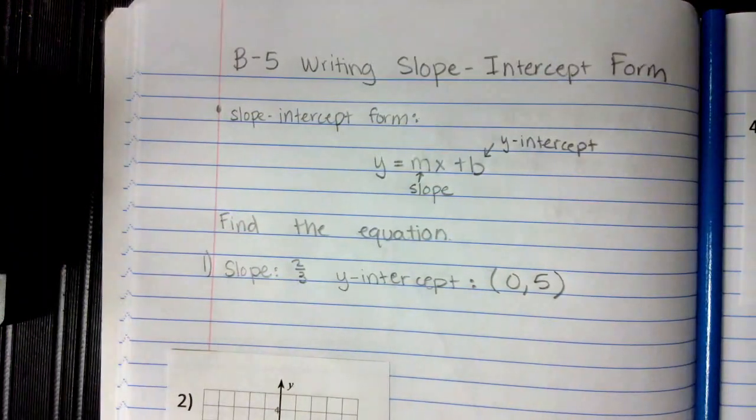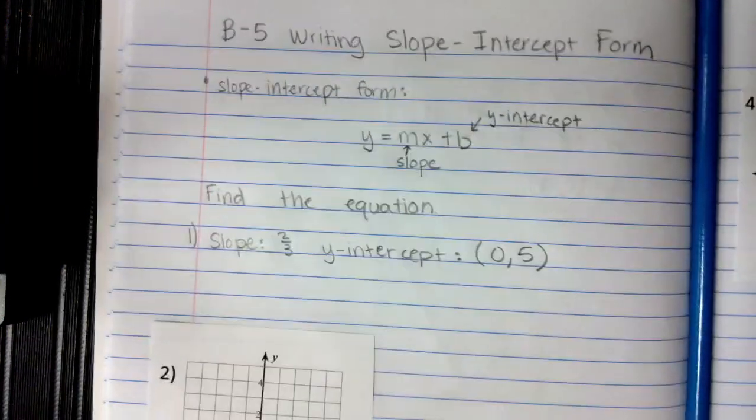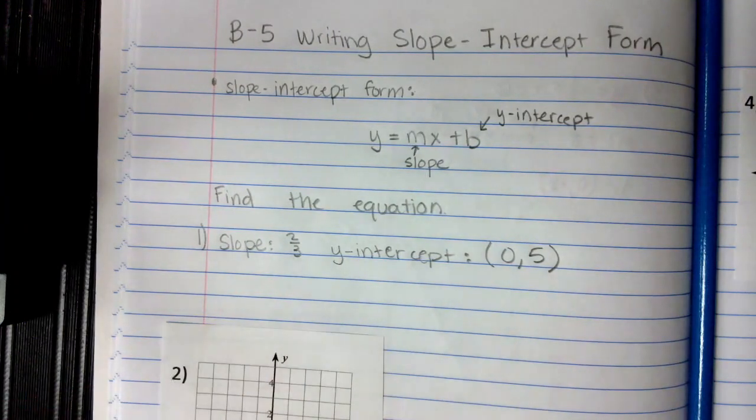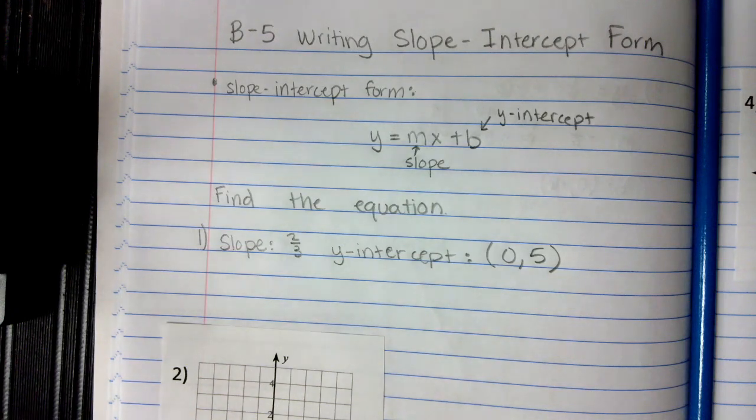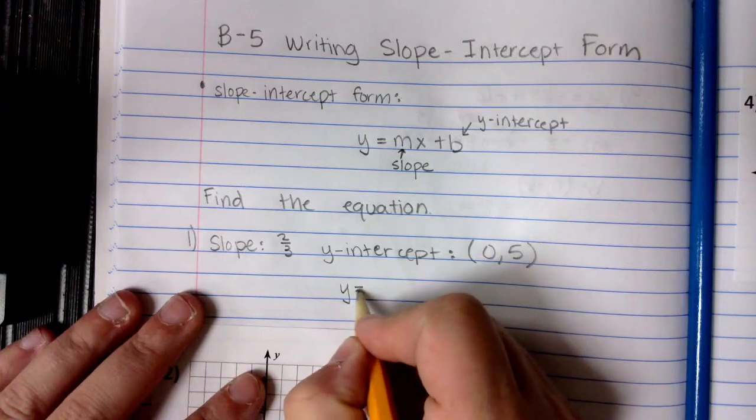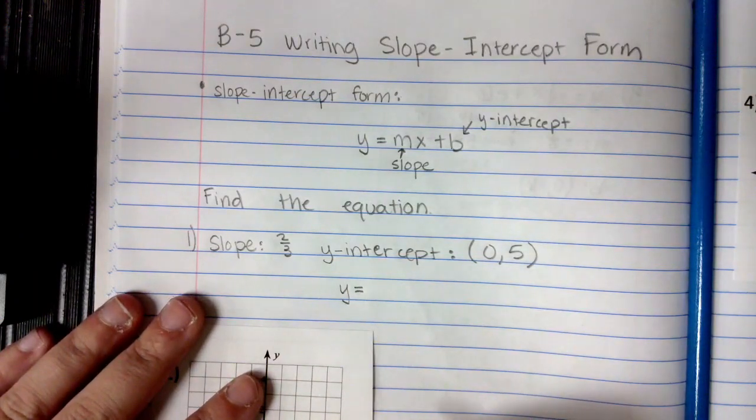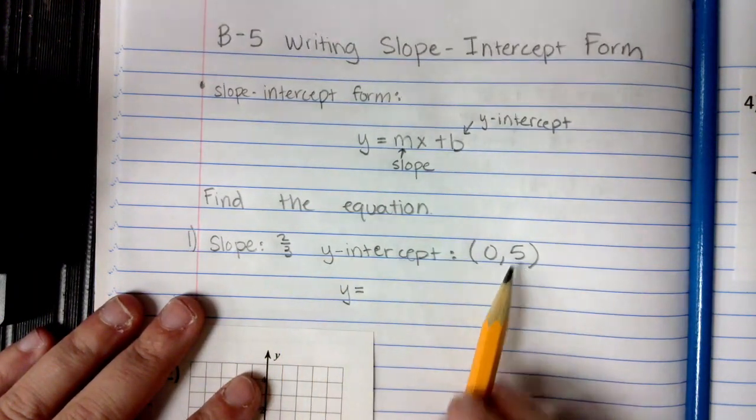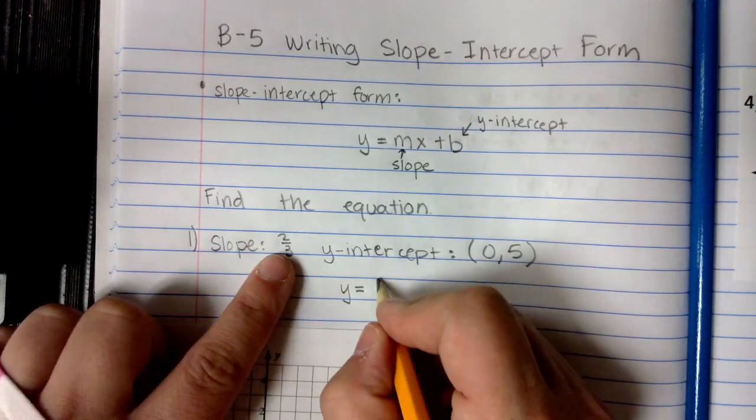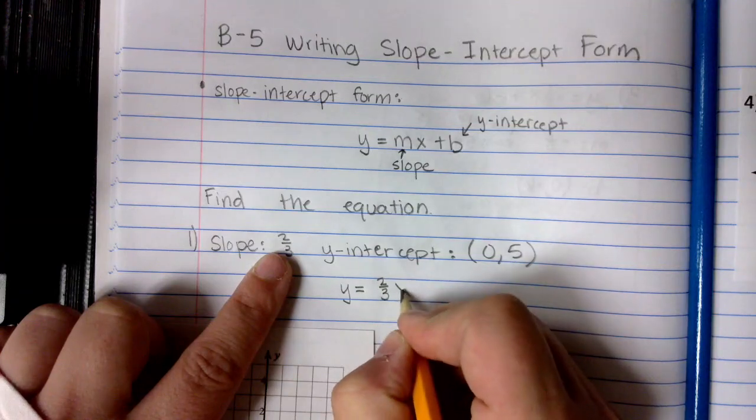What is our equation always going to start with? Good, y equals, and then we need the m. So which one of these numbers is the m? The slope. So 2/3 x plus, what's our b? Do I want to write (0, 5)? Just 5. So when you write that y-intercept, it's just the 5.